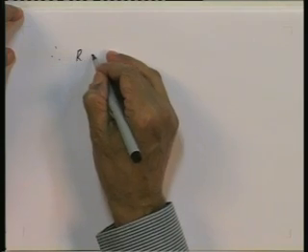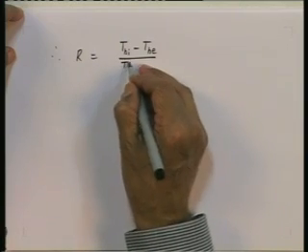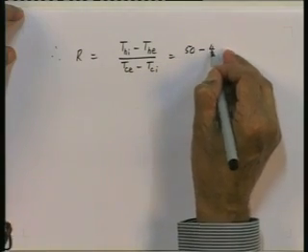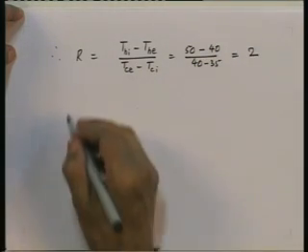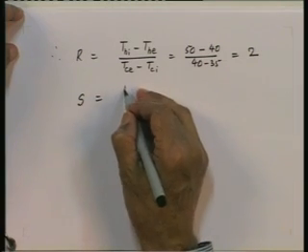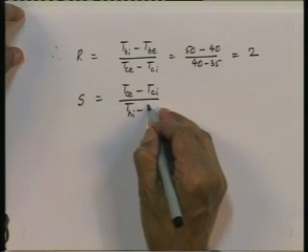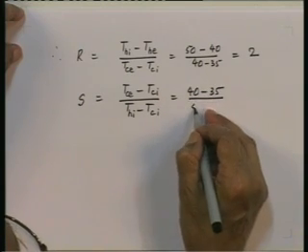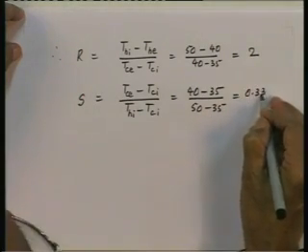Therefore, R is equal to Thi minus Tho divided by Tco minus Tci, which is equal to 50 minus 40 upon 40 minus 35, which is equal to 2, and S is equal to Tco minus Tci upon Thi minus Tci, and that will be equal to 40 minus 35 divided by 50 minus 35, which is 0.333.